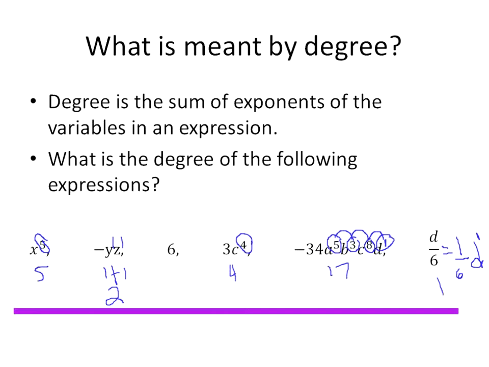And the final one is the one I skipped earlier, and that's this one. Since there are no variables with exponents, the degree would be 0. And that makes sense because anything to the 0 power, remember, makes 1, and 1 times the 6 is still 6. So the degree would be 0 if there was an exponent there. But we can also think of it as there's no exponent there, so the degree is 0. All right?